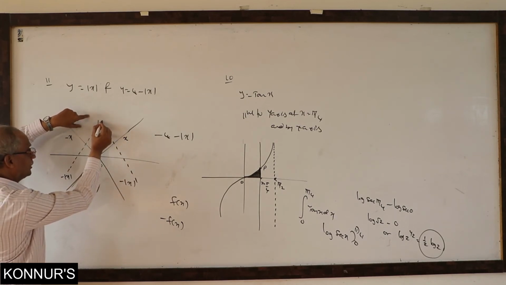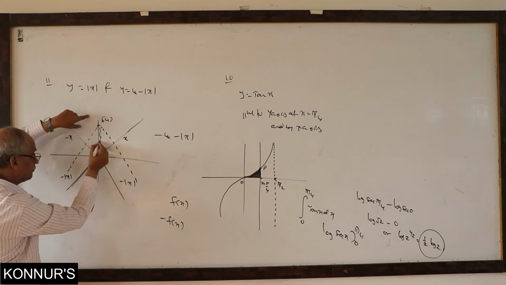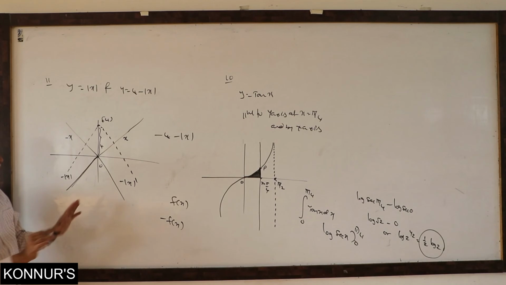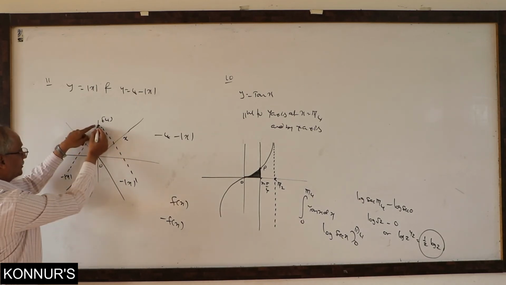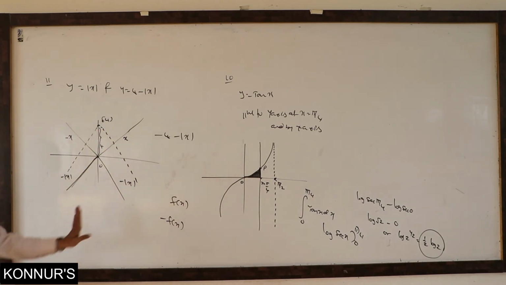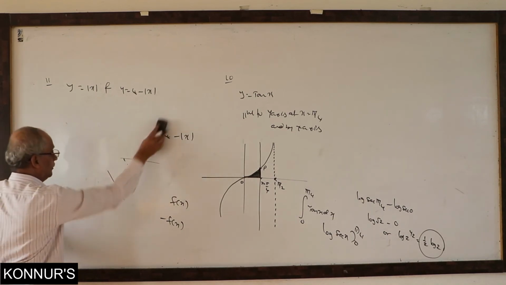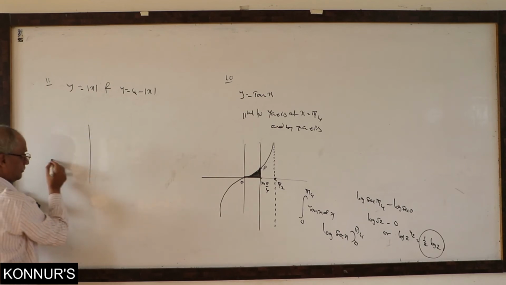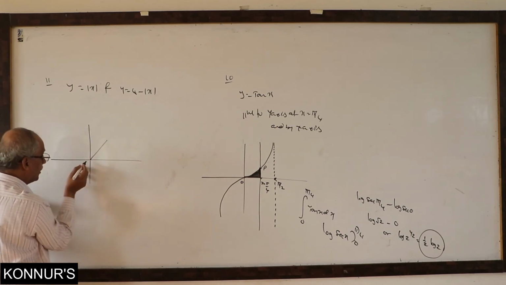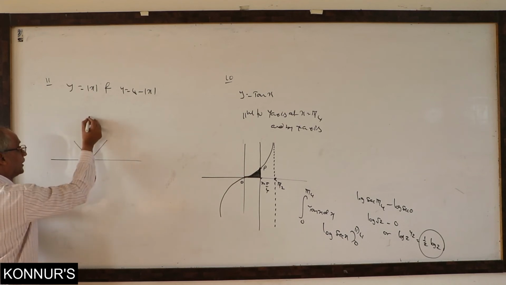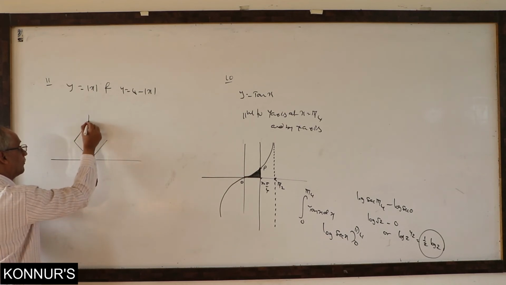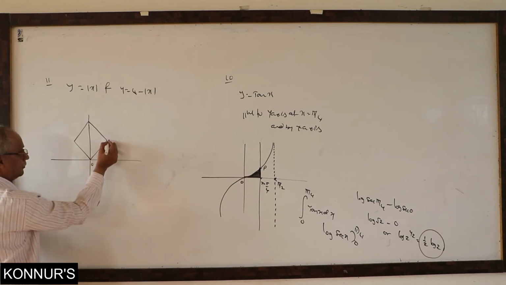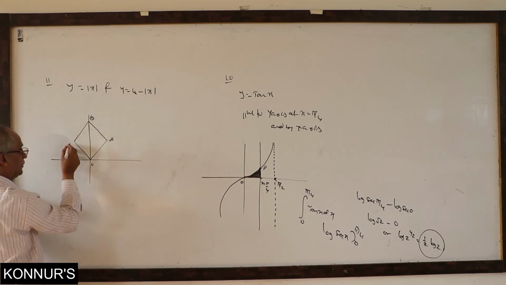How much distance are we going? This is 4 units. So finally, what is our region? This is the region he is asking. Now, after getting an idea, the final graph we can give is first mod x, next 4 minus mod x. O, A, B, C.